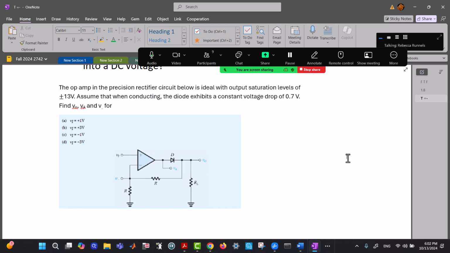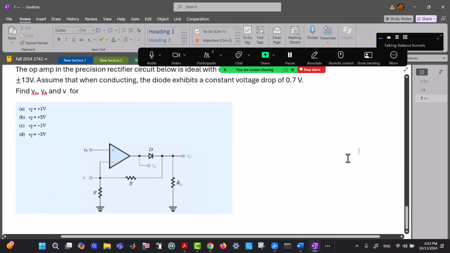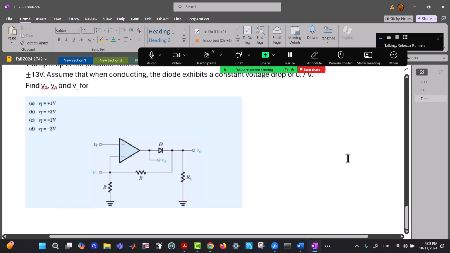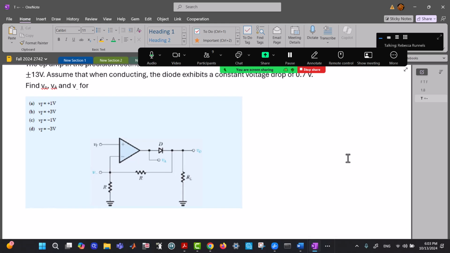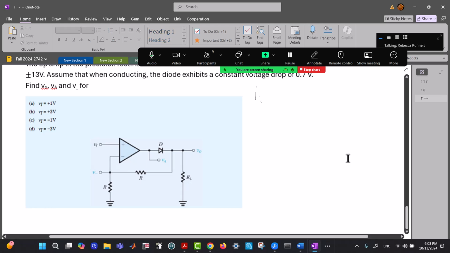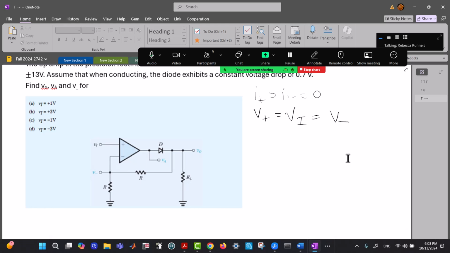I never recognize them. I always have to just figure out what they are. So let's see how to figure this one out. So we know our op amps. We have that I plus equals I minus equals 0, and that V plus, which here equals Vn, has to equal V minus, which is already labeled for us right there, so that's handy.